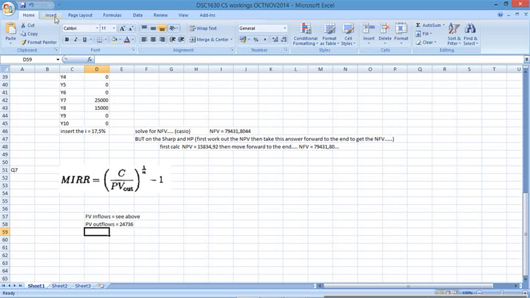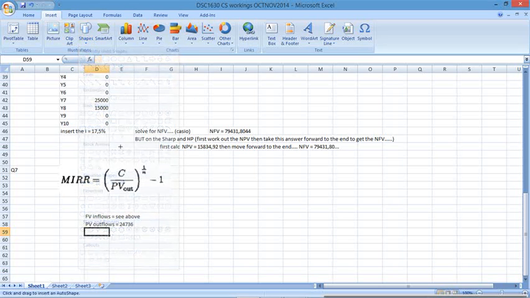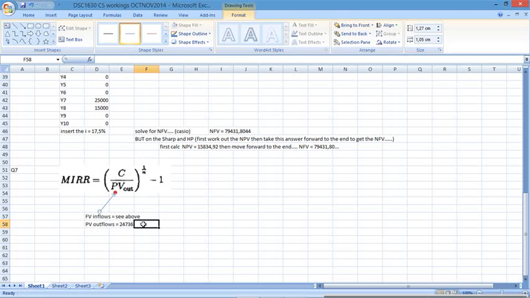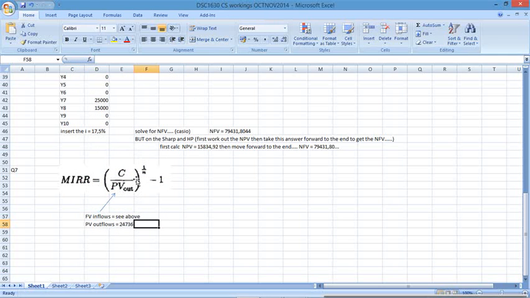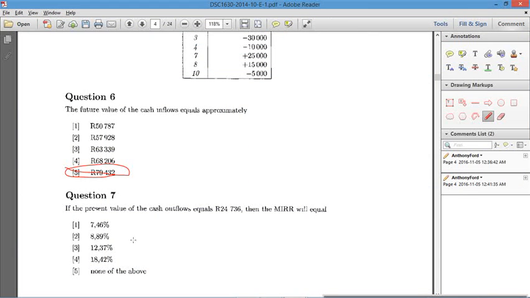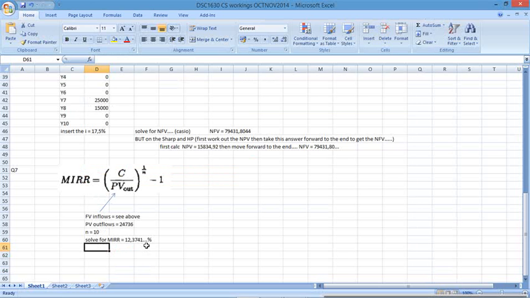So I'm going to insert all of that into this equation, and once I've inserted all of that, put the 1 over n, minus 1, where n here is 10, there are 10 years, and then solve for MIRR. And MIRR in this question comes out to 12.3741%, which is option number 3.